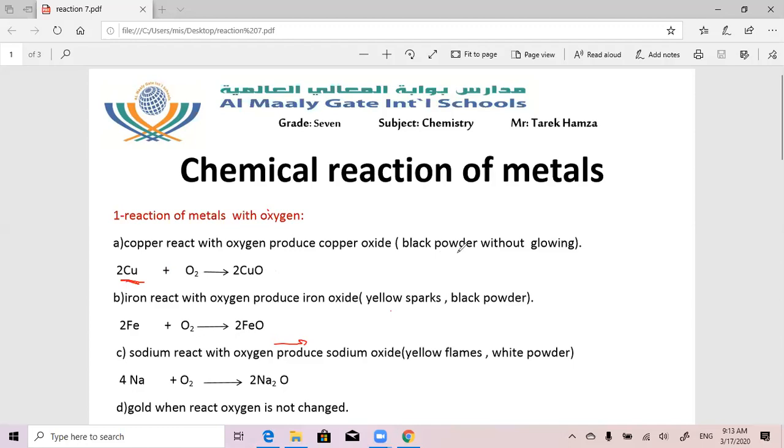Number two, iron. Iron reacts with oxygen to produce iron oxide. Iron oxide has zero sparks, black color, and its form is powder. Sodium reacts with oxygen to produce sodium oxide. Sodium oxide's properties are yellow flame, white color, and its form is powder.